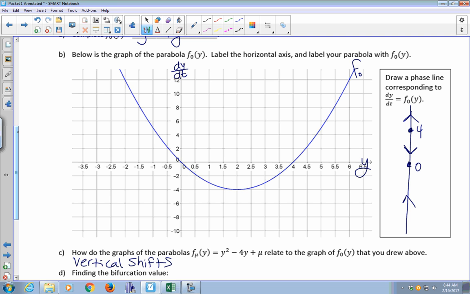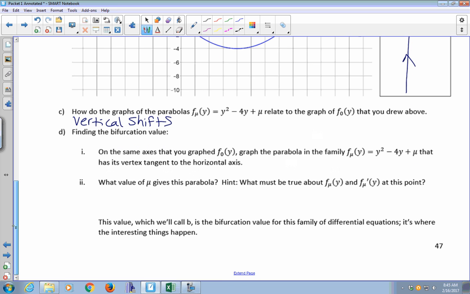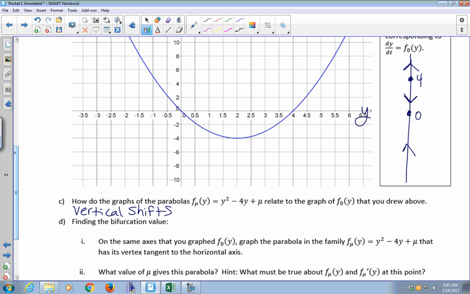Yes, if you lift this parabola up high enough, there's going to be a specific mu where there's no longer 2 solutions and there's only 1. And when you pass that point, there's going to be none. So the bifurcation value is that specific mu where my vertex lands on the x-axis. So we're looking for that mu. What value of mu gives this parabola? 4, because we have to shift up 4. You have to read the scale on the axis. So you have to shift up 4 to get there.